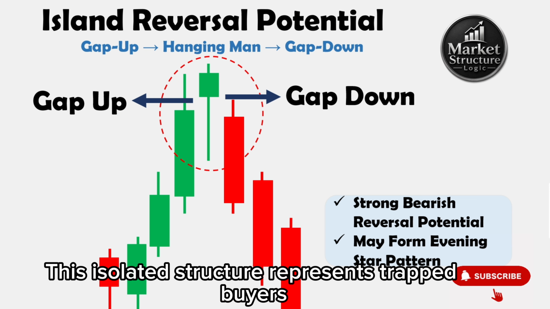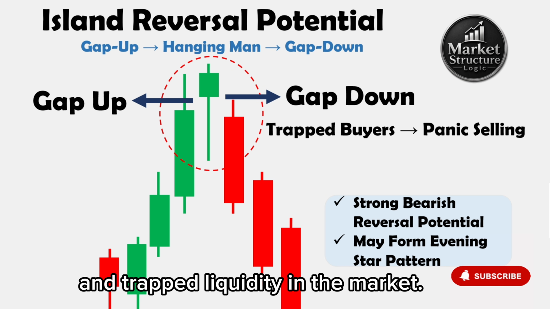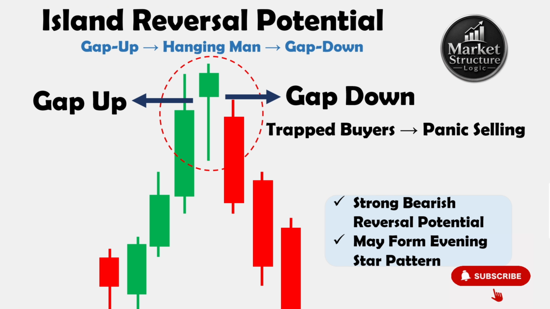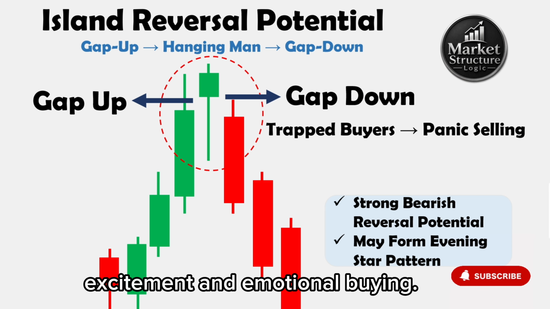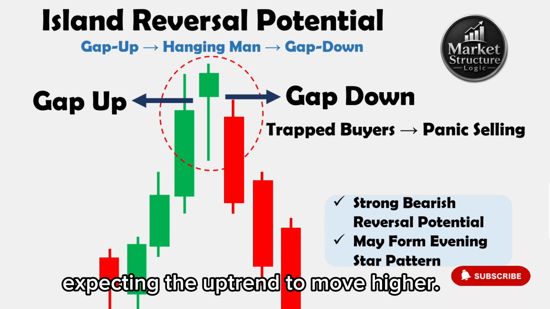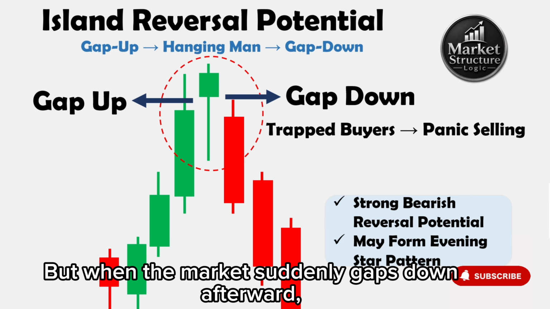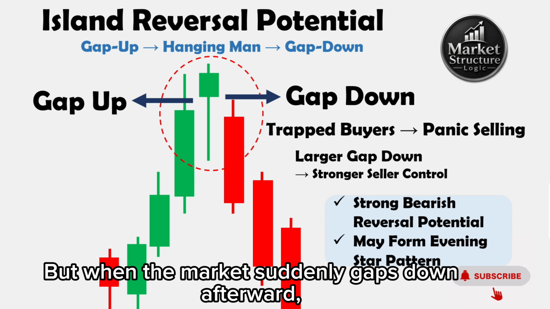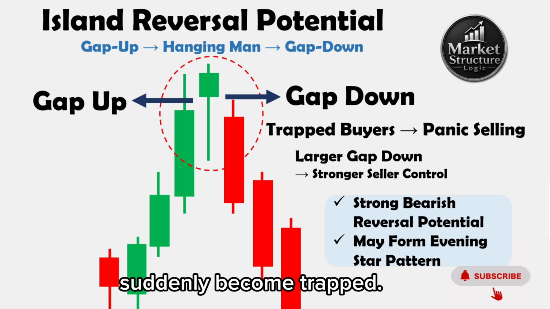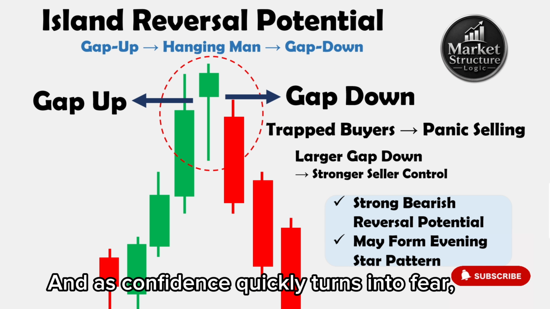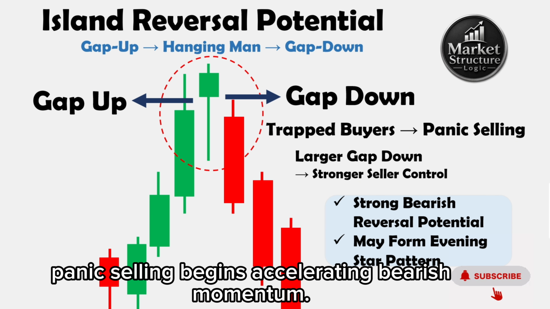This isolated structure represents trapped buyers and trapped liquidity in the market. At first, the gap up creates bullish excitement and emotional buying. Most traders continue expecting the uptrend to move higher. But when the market suddenly gaps down afterward, everything changes. Buyers who entered near the highs suddenly become trapped. And as confidence quickly turns into fear, panic selling begins accelerating bearish momentum.